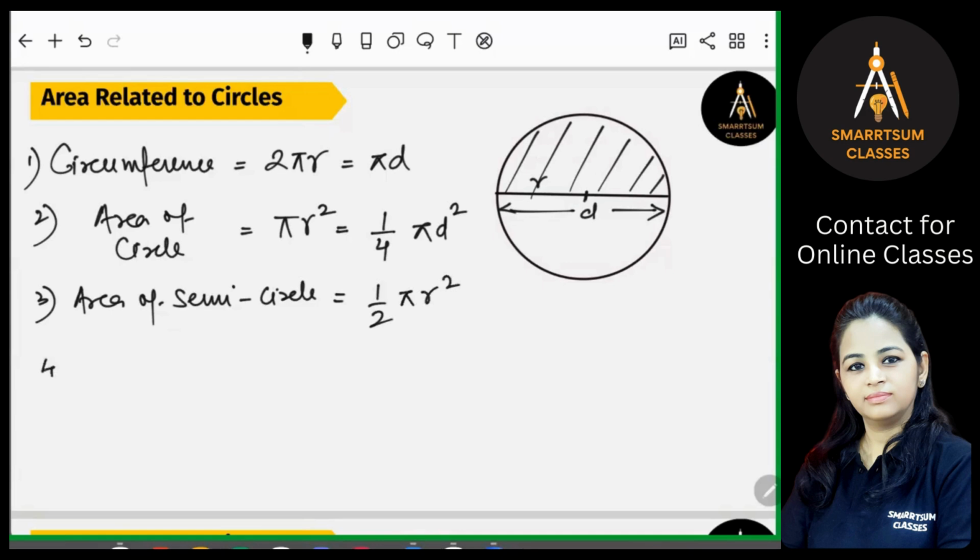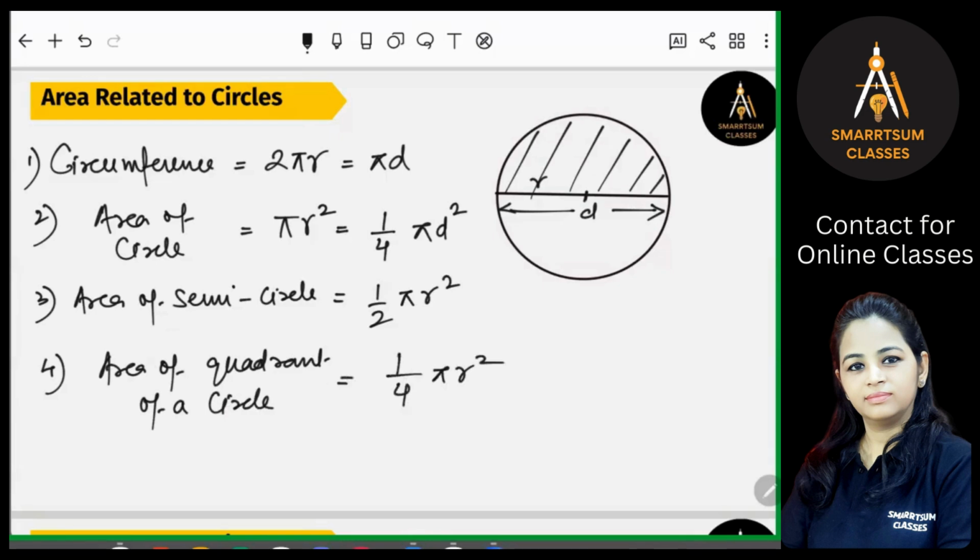And the fourth is the area of the quadrant of a circle. If we want to find out the area of the quadrant of a circle, then we can find it as 1 by 4 pi r square, right? This is the fourth part. You can see, suppose if we have this line here, so now the area of this one is the area of the quadrant. This is the quadrant. Is that clear? Please write down.